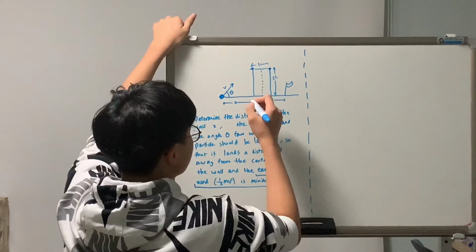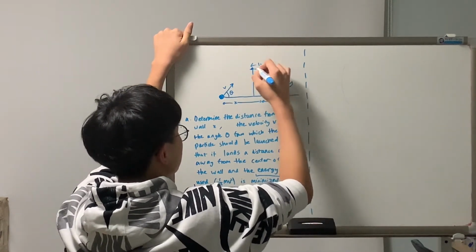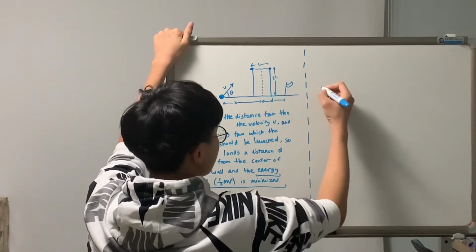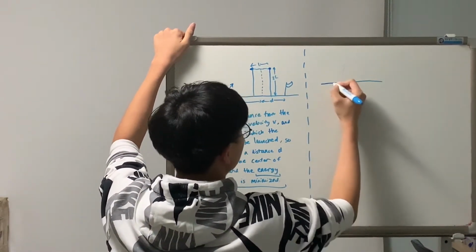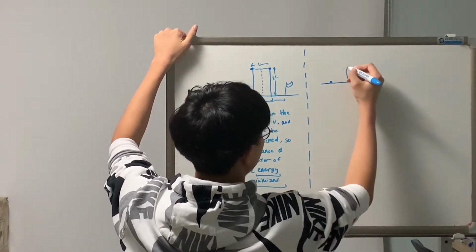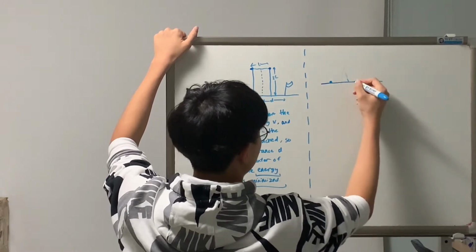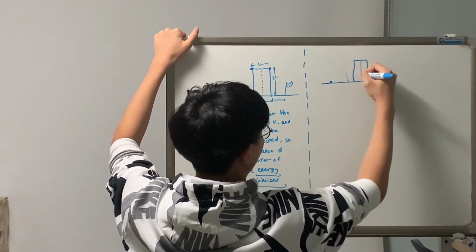So when we draw this again, with the particle going through these corners of the wall, we could draw it like this. We have the platform over here, we have the mass over here, and we have the wall here like that. The same wall.